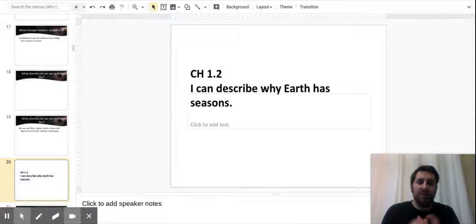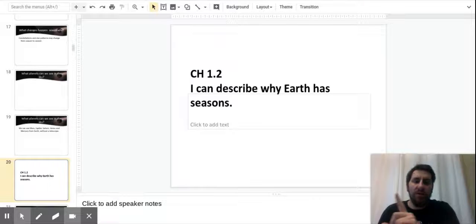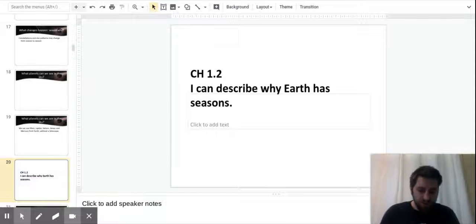That has to do with the tilt towards the sun or away from the sun when it's going on its revolution orbit around the sun. See that wonderful picture, figure 2 on page 12?